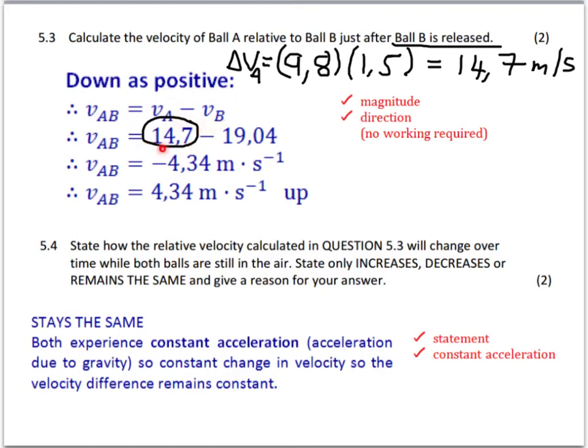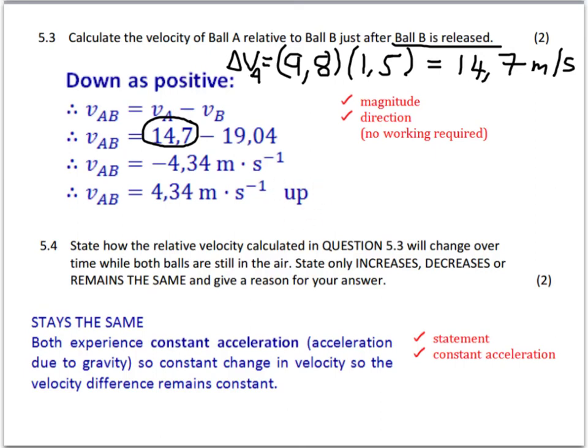Putting the 14.7 that we've just calculated, was a pretty quick calculation, into this formula, subtracting 19.04 meters per second, which was the speed of B, the velocity of B going downwards, remember we're treating down as positive here, gives us negative 4.34 meters per second. And if down is positive, a negative relative velocity must be pointing up. In this particular question, 1 mark was for getting the magnitude of 4.34 meters per second, and another mark was for correctly getting the direction of the relative velocities.